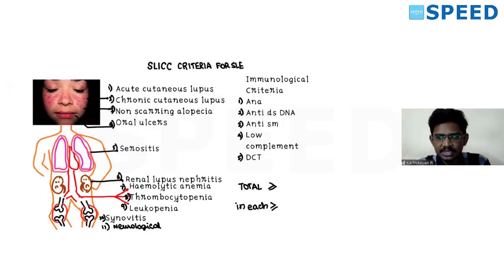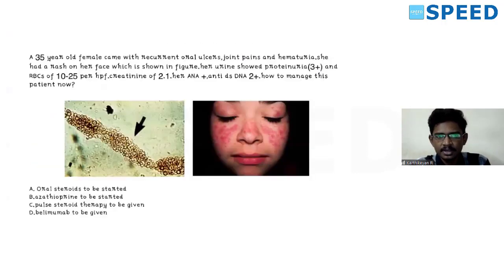So coming to our patient, let's see. The patient is having recurrent oral ulcers, so one clinical is fitting here. Next, joint pains, synovitis is going on. 2 is fitting. Hematuria is going on, as well as rash is there on her face. So 4 things are fitting in the clinical criteria itself. And in the immunological criteria, ANA plus anti-dsDNA, so 2 are fitting here.